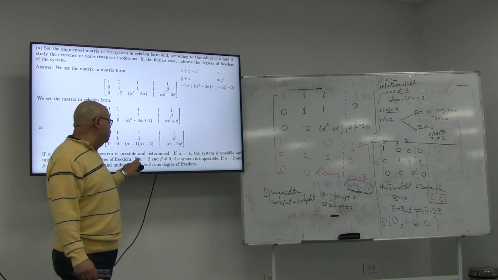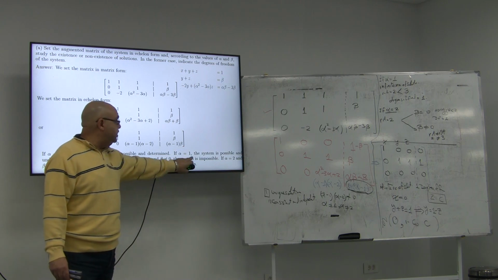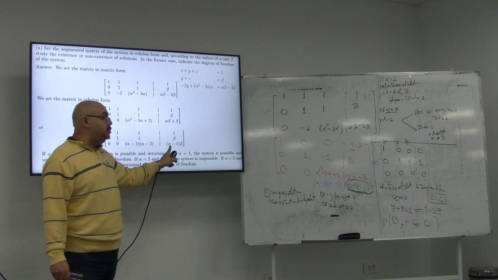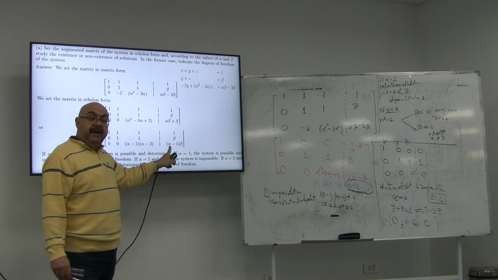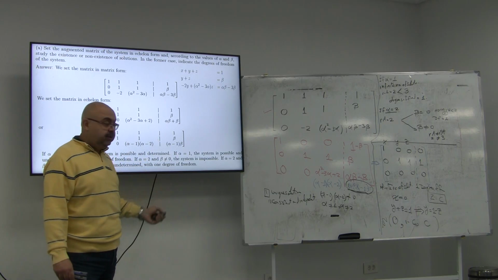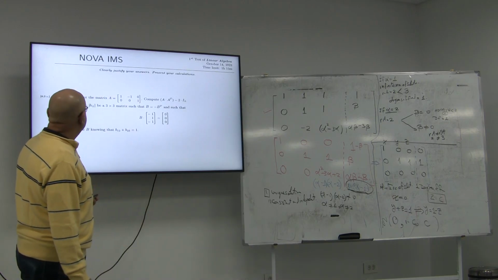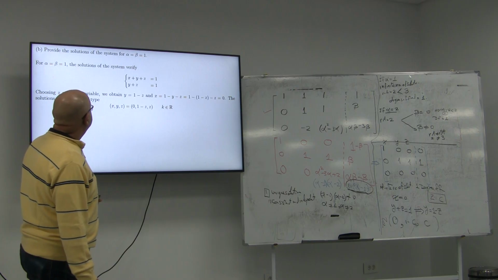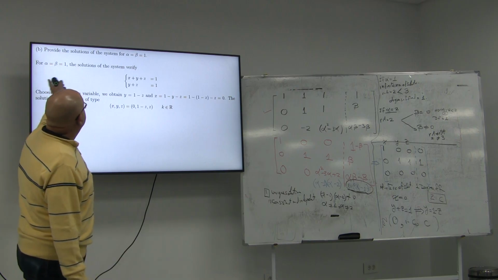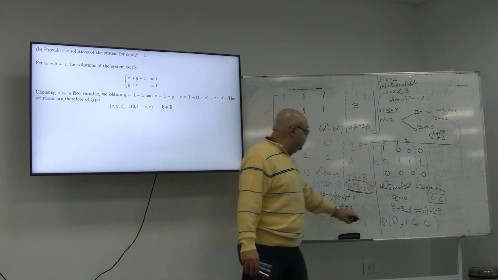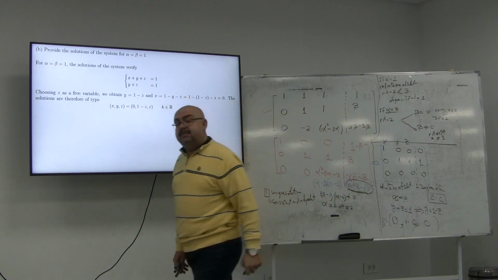Alpha equal to 2 and any beta, the system is impossible, because if alpha equals 2 this will be 0 but this one is not zero. The rank is 2 and this one has rank 3, not equal to each other. Yes. Okay. Here, providing alpha and beta equal to 1, we have to end up having 0, 1 minus z, and z, as we did.